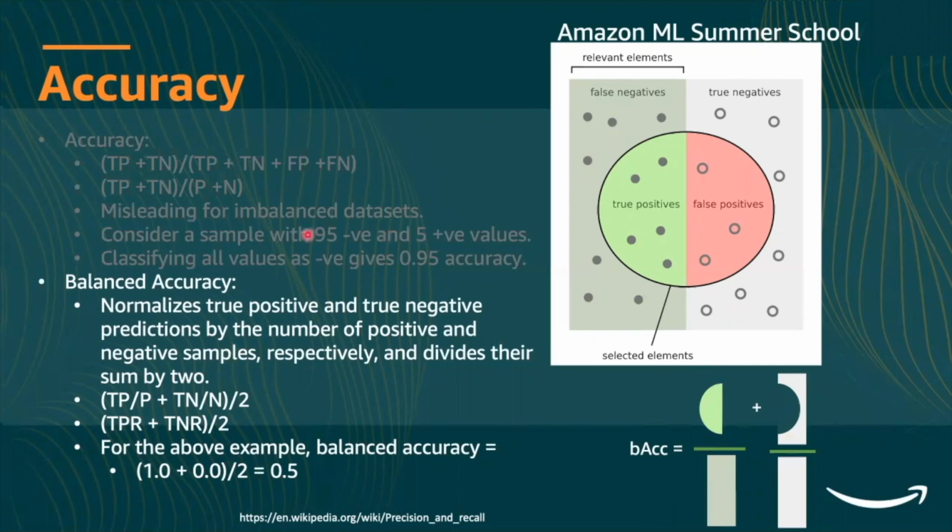So for the above example of 95 negative and 5 positive values, for the first negative class, you get a true positivity rate of 1. For the other class, since you are not predicting anything, you get a true negativity rate of 0. You take the average and you get a value of 0.5. This is a better measure than accuracy, right? You're saying, hey, my model is 95% accurate, but you're not selecting anything about the other class. However, this takes into account the imbalance, and hence this is a better measure.